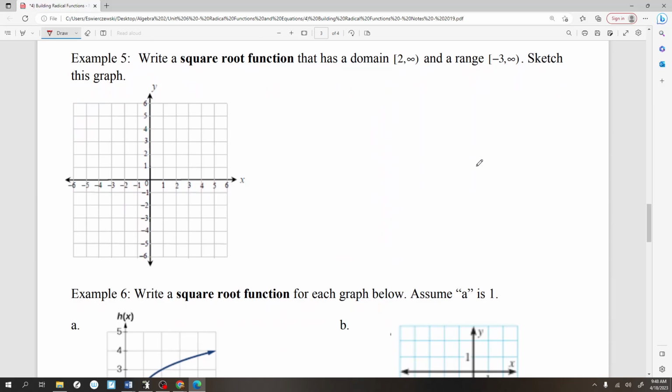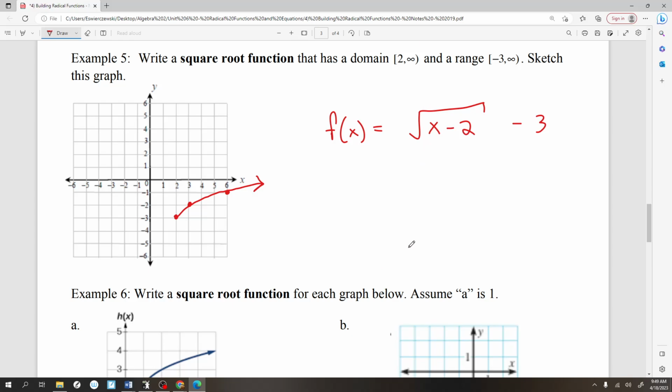Write a square root function that has a domain of 2 to positive infinity and a range of negative 3 to positive infinity. So let's see. It would look something like this. That's not a very good graph, but there we go. So shifted 2 to the right, 3 down, starting point at 2, negative 3. So let's call this f of x equals the square root of x minus 2 and then minus 3 outside the radical.